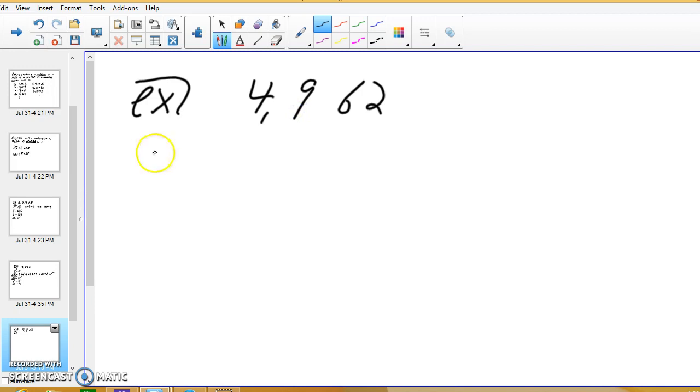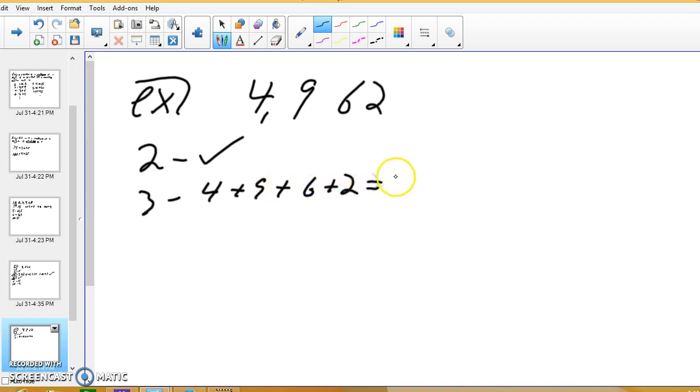Okay, let's go through this example. So, is it divisible by 2? Well, it ends in 2, so yes it is. Is it divisible by 3? Well, 4 plus 9 plus 6 plus 2 is equal to 21. 2 plus 1 is equal to 3. 3 is divisible by 3, so yes it is divisible by 3.